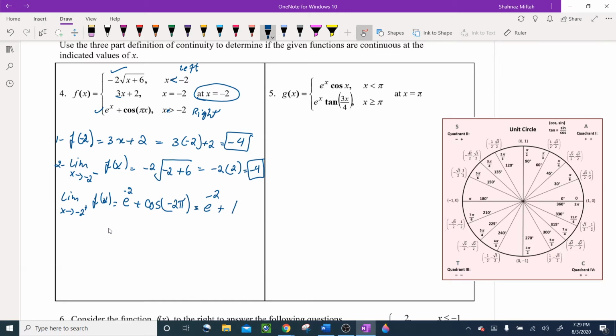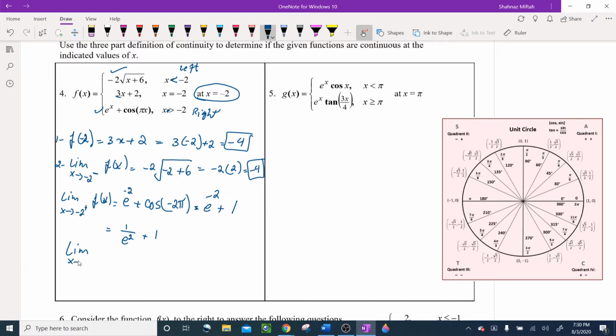Now e negative 2 is not acceptable, so it's going to be 1 over e squared plus 1. Whatever I'm getting from here, you can tell it's not equal to negative 4, because e's value is 2.7 something. I don't remember exactly, but it's 2.7. You plug it in the calculator, you will see it. But it's not going to give me negative 4. So it means the limit does not exist.